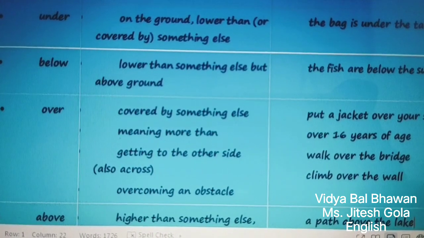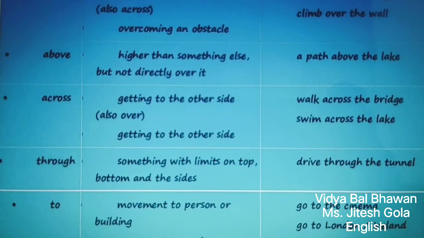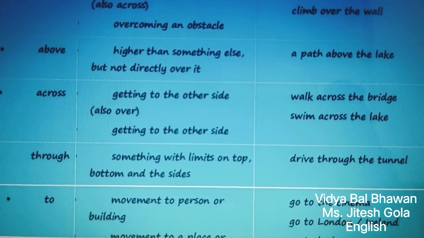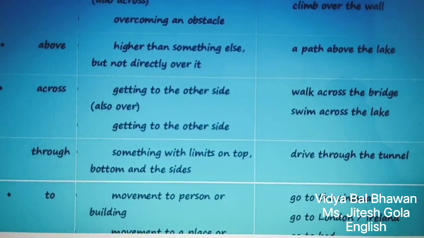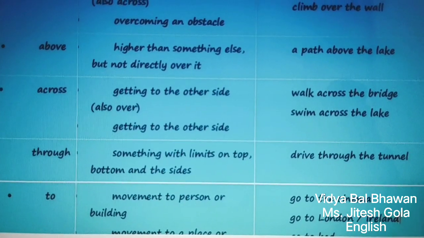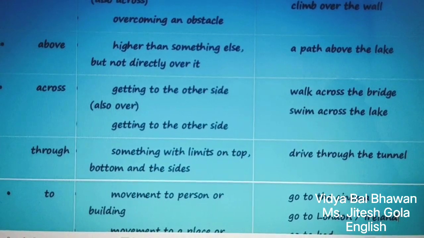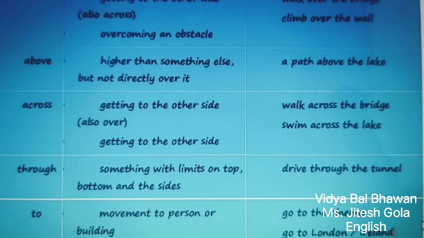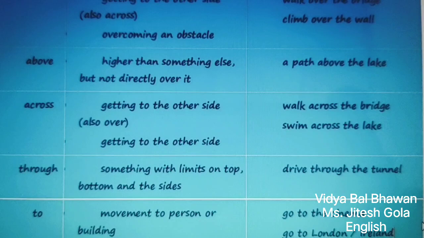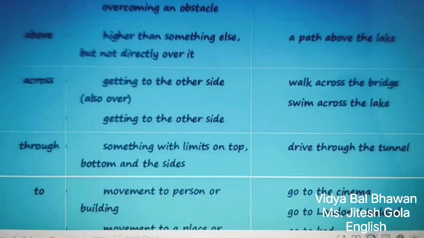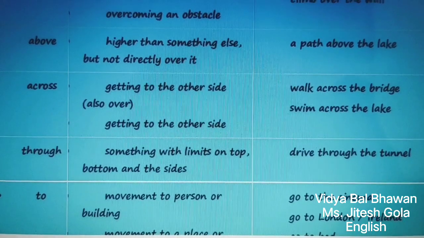Next one, above. If we talk about higher than something else but not directly over it. Clear? Something higher but not directly over it. Here you can see a path above the lake, or an aeroplane flying above the building. Then the next one, across, getting to the other side.